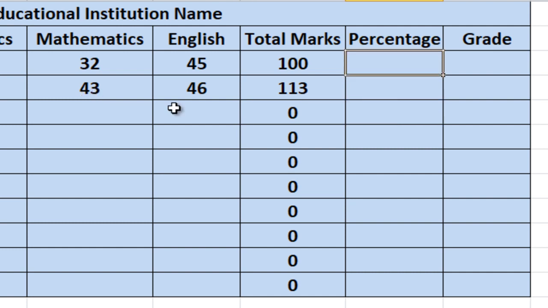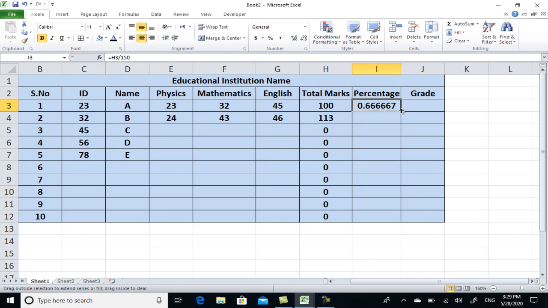Now percentage. Let's suppose that the total marks for these 3 subjects is 150. Equal to H3, which contains the total marks, right? So H3 divided by the total marks, 150. Press enter, then take your mouse pointer to the right corner and drag this one.